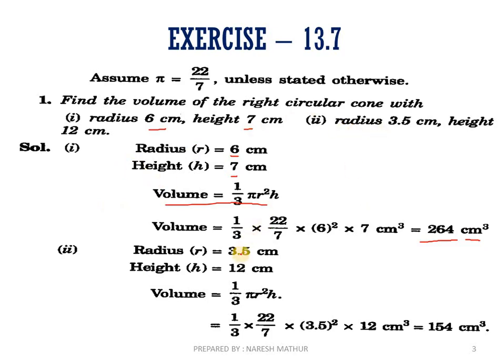In the second one, we are given radius as 3.5 and height is given as 12. So we can find the volume by simply putting these values in the formula of 1/3 pi r square h. So after solving, we'll get the answer as 154 centimeter cube.